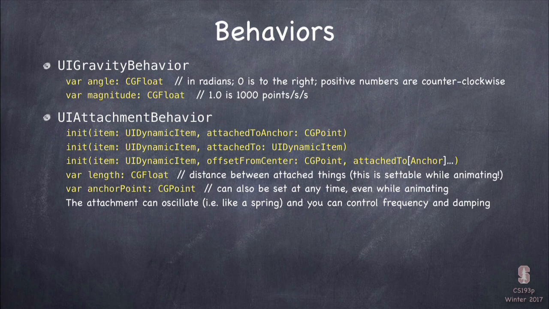Another one is an attachment behavior. This allows you to take two dynamic items or a dynamic item and a fixed point and attach them at some distance apart. And how would this play out? Well, let's say I had a UI view and I attached it to a center point. And let's say that UI view, in addition to being affected by this attachment behavior, was also affected by gravity. Then it would come down and swing like a pendulum. Okay? Because the attachment behavior would be constantly attaching it to this point, but the gravity would be constantly trying to pull it down and it would swing. Do you see? So that's an attachment behavior.